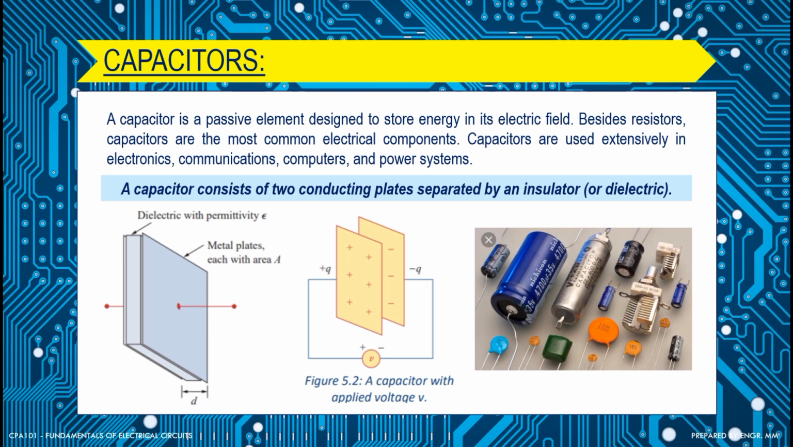As you can see in this figure, we have two conducting plates, which are metal plates, each with area A, and a dielectric with permittivity epsilon, and a distance d, the separation of the two conducting plates. Now here is the capacitor with applied voltage. This is the representation of that.